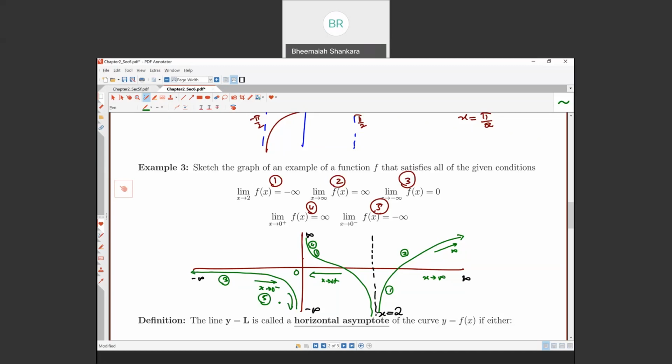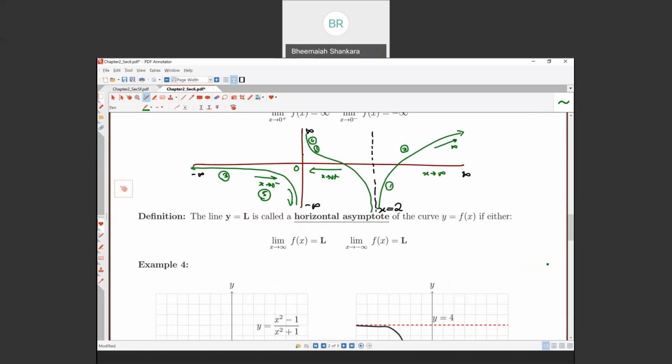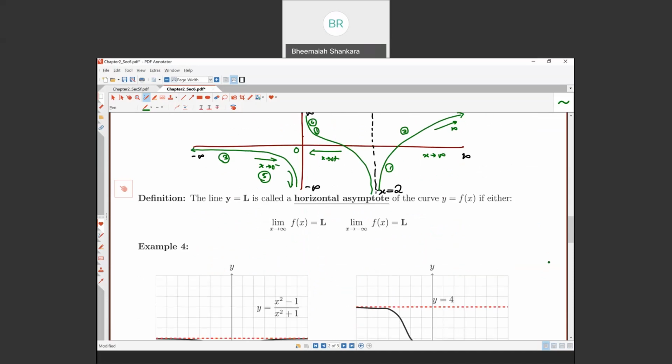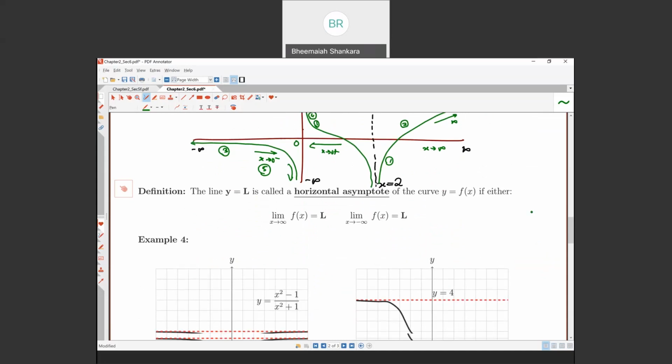Then you have the line y equal to L is the horizontal asymptote of the curve y equal to f of x, if these definitions are satisfied: x is approaching infinity, the functional value is L, or when x is approaching negative infinity, the functional value is still L. So you have a graph here.